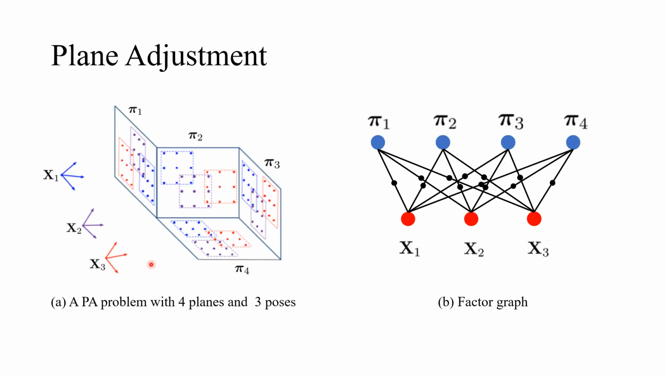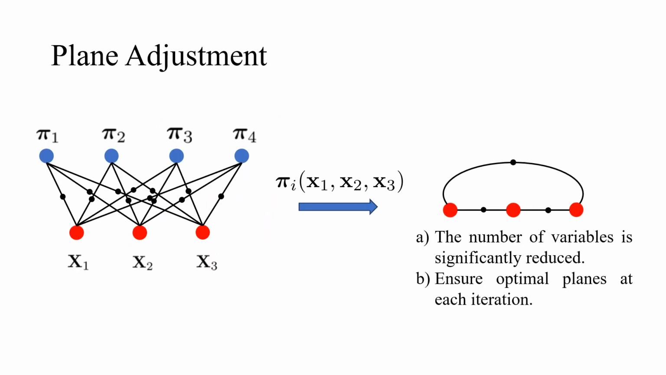Here we use a simple example to introduce the characteristics of the PA problem. In this example, we have 4 planes and 3 poses. We want to jointly optimize these variables. We can use a factor graph to summarize this problem. This factor graph is similar to a BA problem with 4 points and 3 poses. But unlike the BA problem, the planes in the PA problem have a closed-form solution given the poses. Thus, we can simplify the factor graph like this.